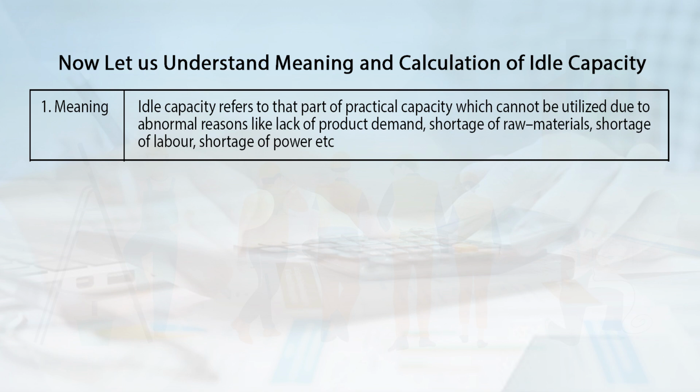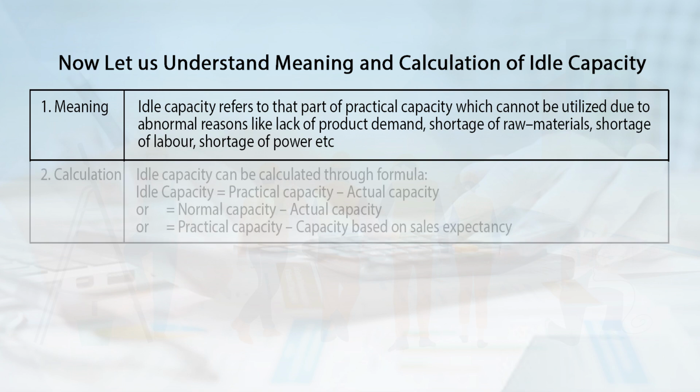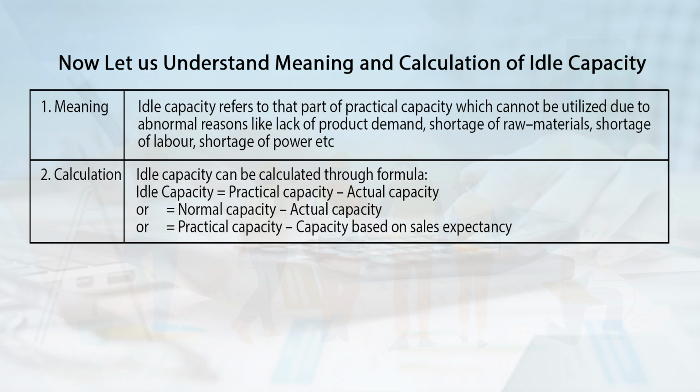Idle capacity refers to that part of practical capacity which cannot be utilized due to abnormal reasons like lack of product demand, shortage of raw materials, shortage of labor, shortage of power, etc. Second, let's understand the calculation. Idle capacity is equal to practical capacity minus actual capacity, or normal capacity minus actual capacity, or practical capacity minus capacity based on sales expectancy.